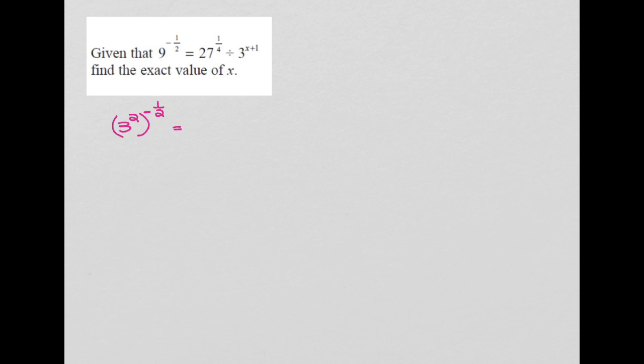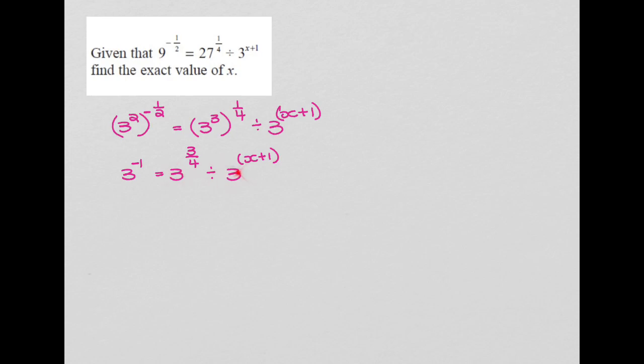I've got 27, which can be written as 3 cubed, and it's to the power of a quarter, divided by 3 to the power of x plus 1. Now, I would suggest that you put a bracket around that. It's always a good idea to put brackets around anything that's got more than one term. We've talked about this already. A power raised to a power means you times. So 2 times negative a half would be negative 1 equals 3 to the power of 3 over 4 divided by 3 to the power of x plus 1.